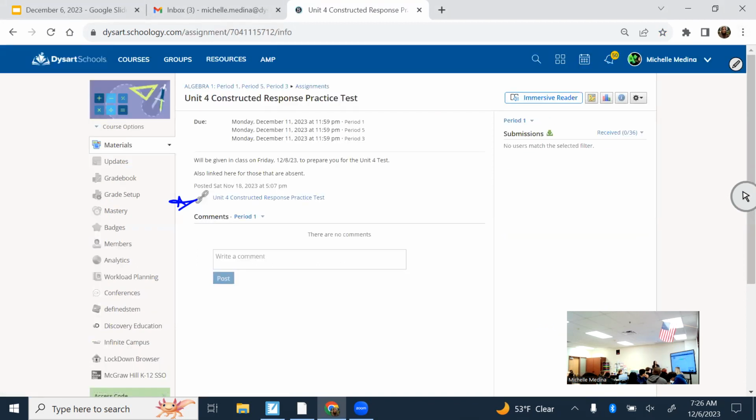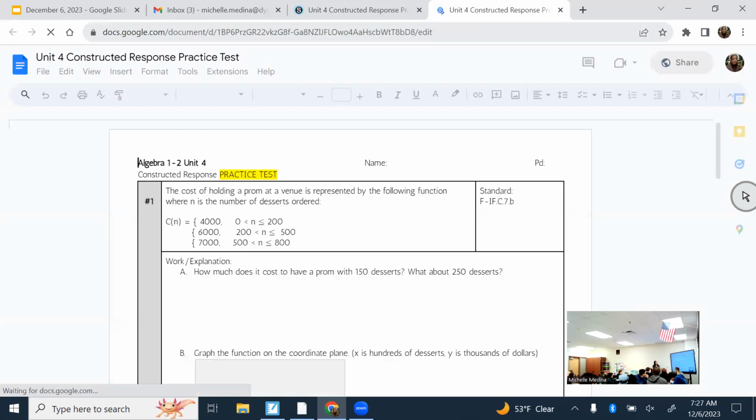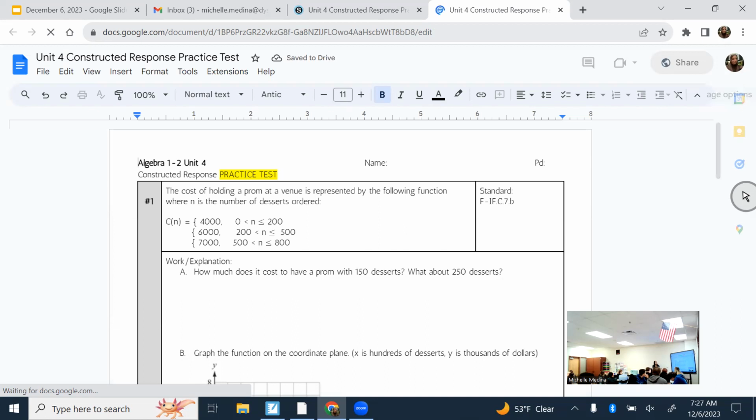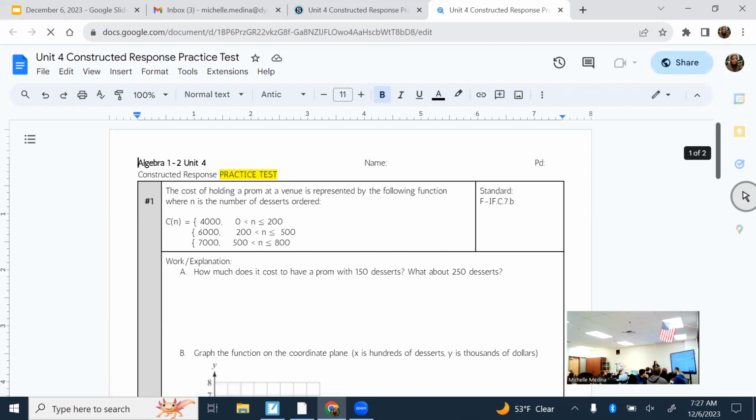And I already even have a submission from some people, so that's really nice. They're really prepared. But it's linked here. You could always do it on your own paper and submit. I plan to check it when you do binder checks, but this is what your constructed response test will look like. Also, if you want the paper already, they're in the bin. So are your reviews for your finals already in the bin? Yeah. So questions on anything?